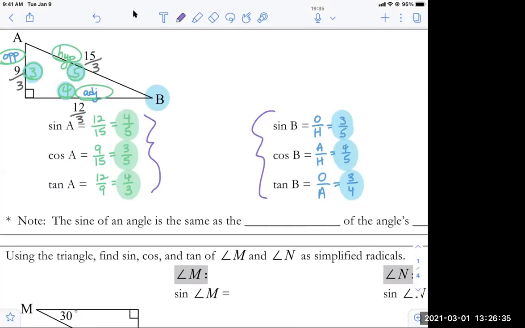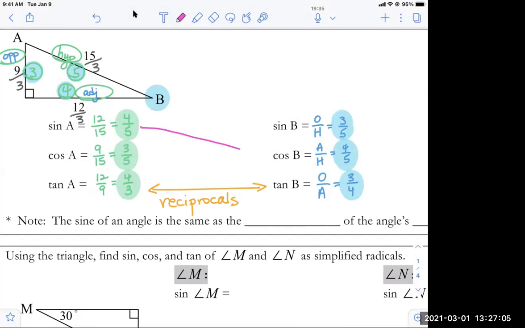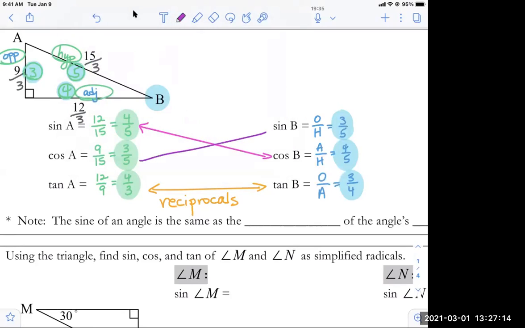No, like the tan part is. Yes, good. Okay. So one thing that you should notice is that the tangents are reciprocals of each other. Okay, someone else. What is something else you notice? The sine of one of the angles is the same as the cosine of the other one. Good. So notice that the sine of A and the cosine of B are the same. And the cosine of A and the sine of B are the same.